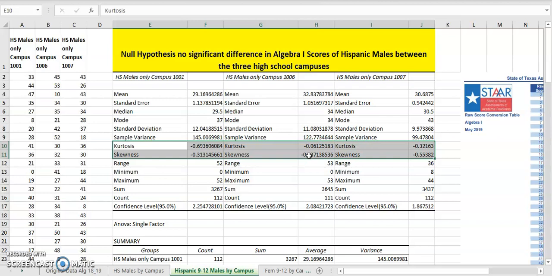The skewness, a normal distribution would have a skewness of 0, and really when you think about it, these are very close to 0. So I'm kind of calling that these have similar skewness. It's skewed negatively, and they have almost a 0, so it's a normal distribution.